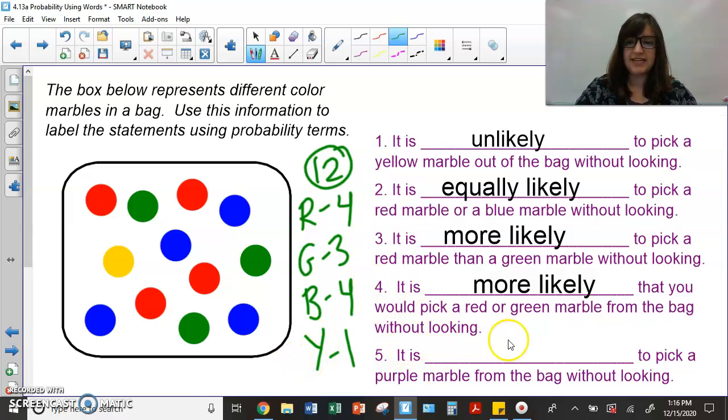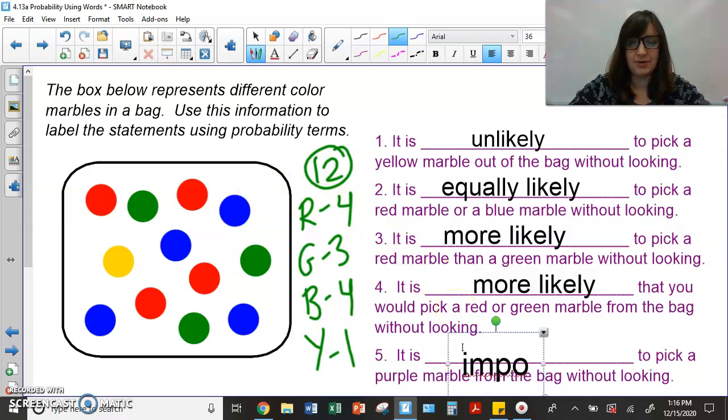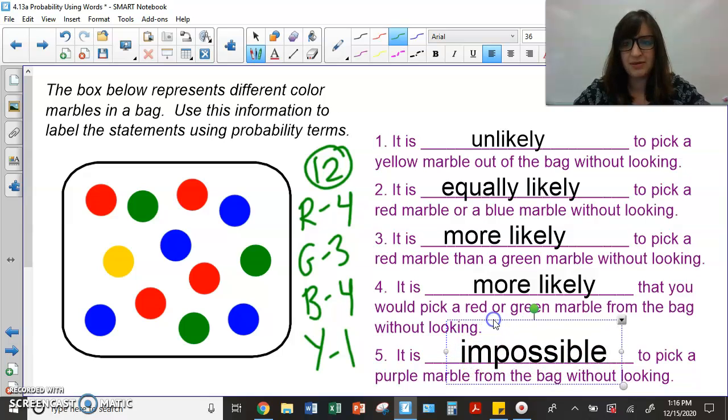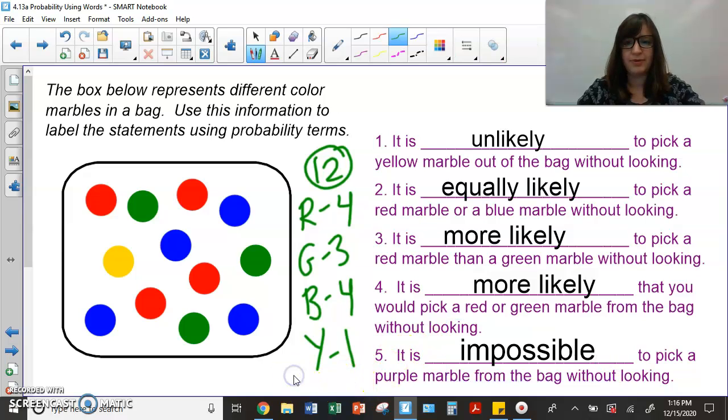And then last one, it is blank to pick a purple marble from the bag without looking. There are no purple marbles here. So that is going to be impossible. If something doesn't exist, it's impossible to pick it. Okay, so there's no chance I'm picking out a purple marble. So that's how we use these statements to apply to a bag of marbles.